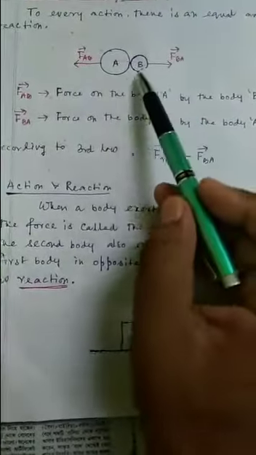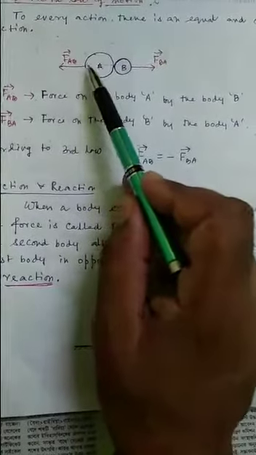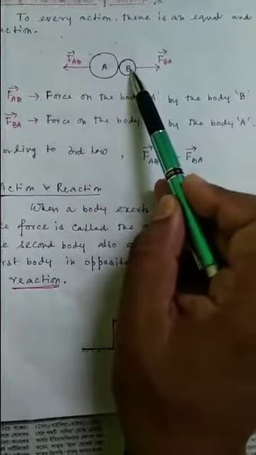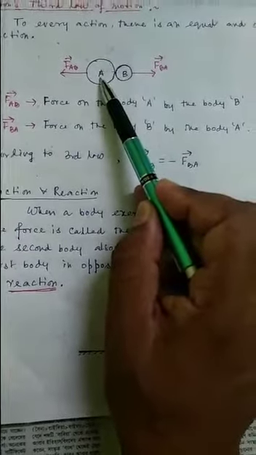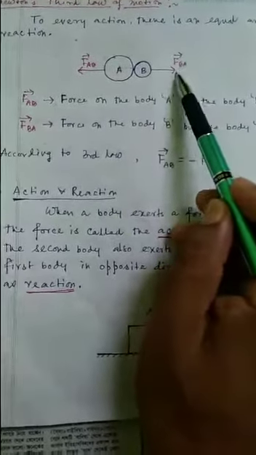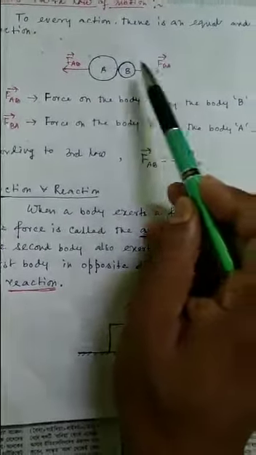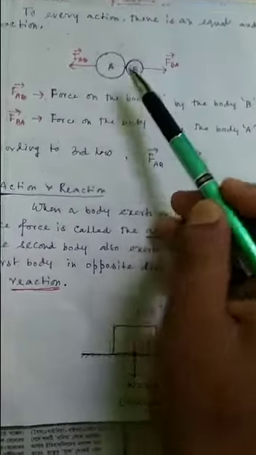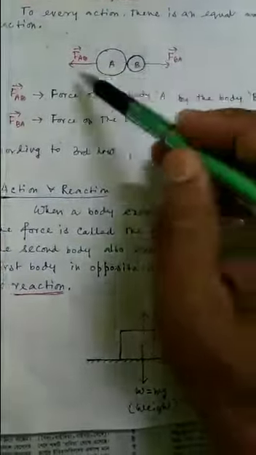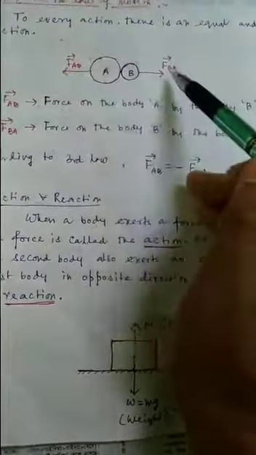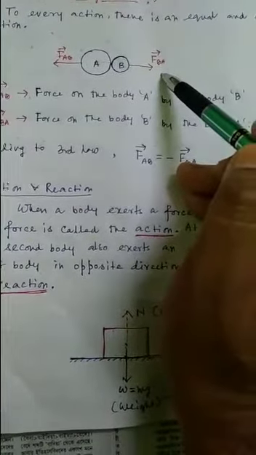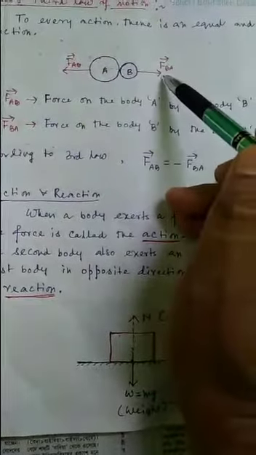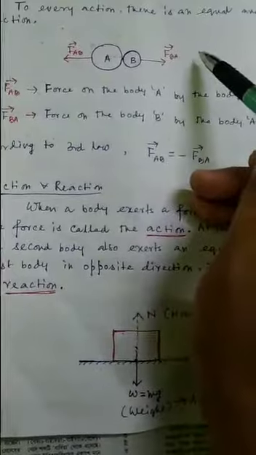What are the forces? Here F_AB. Look at the direction. F_AB is the force exerted by body B on body A. Similarly, F_BA is the force exerted by body A on body B. Here either of the forces you can consider as action, so the other one should be the reaction. Clear? If we consider F_AB as the action, then definitely F_BA should be the reaction force.